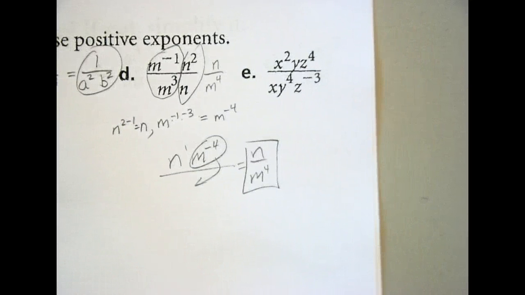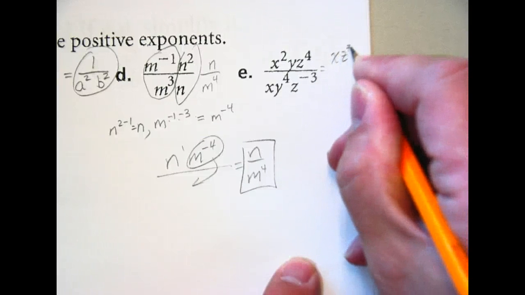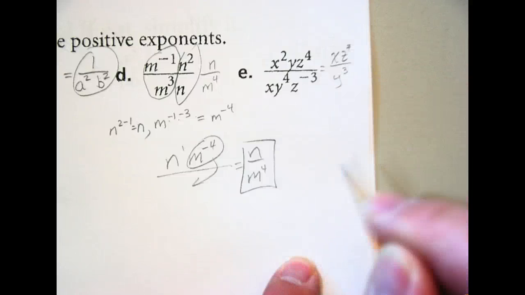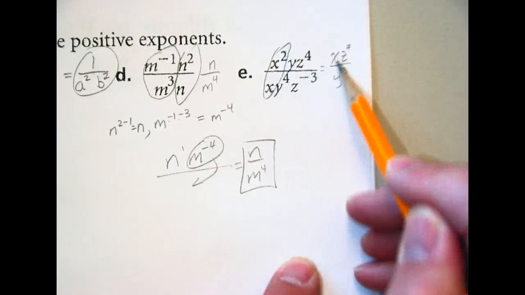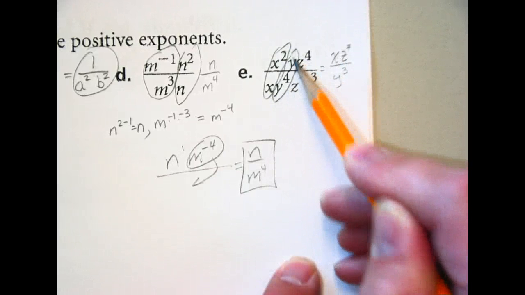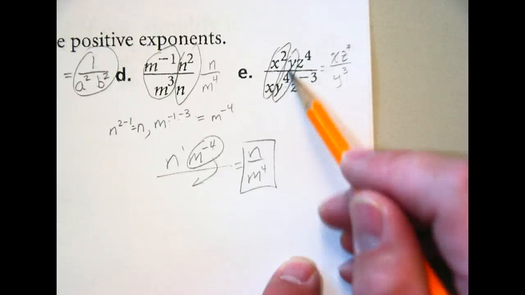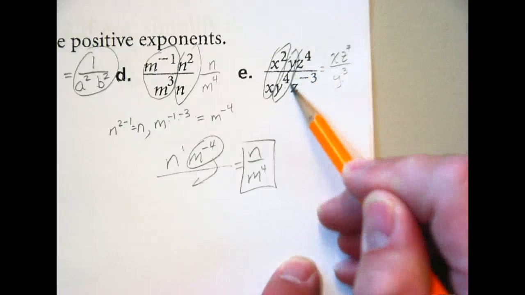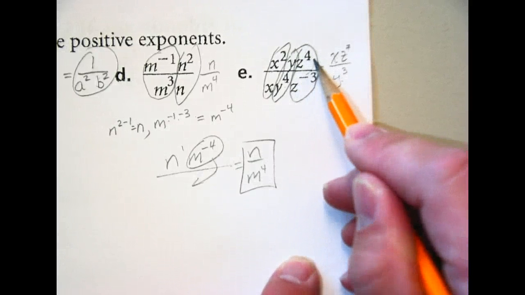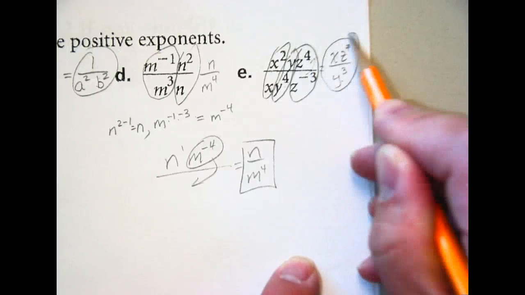Got a volunteer for letter E? Zach? What do you got? xz to the 7th over y to the 3rd. Good. So let's check it out. I'm looking at it. I've got more x's on top by 1. 2 minus 1 is 1. I got 1 minus negative 4, or 1 minus 4, excuse me, which is negative 3. So I have 3 more y's on the bottom. And then here, you could think of this as going up, or you could say z to the 4th minus negative 3, which is z to the 7th. Good work. How many got that?